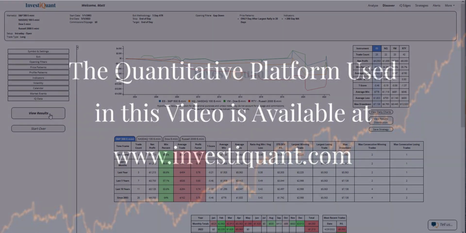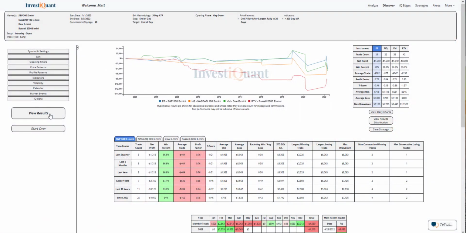And here we go. These are the results based upon entering the market long at 9:30 a.m. Eastern Time, exiting at 4:15 p.m. Eastern Time, when you gapped down and the prior day had the largest rally of the past 20 sessions and still closed below a 200-day simple moving average. Historically, there are 25 samples in the S&P dating back to 2003. For the NASDAQ, there's 22. For the Dow, there's 33. For the Russell, there's 42.